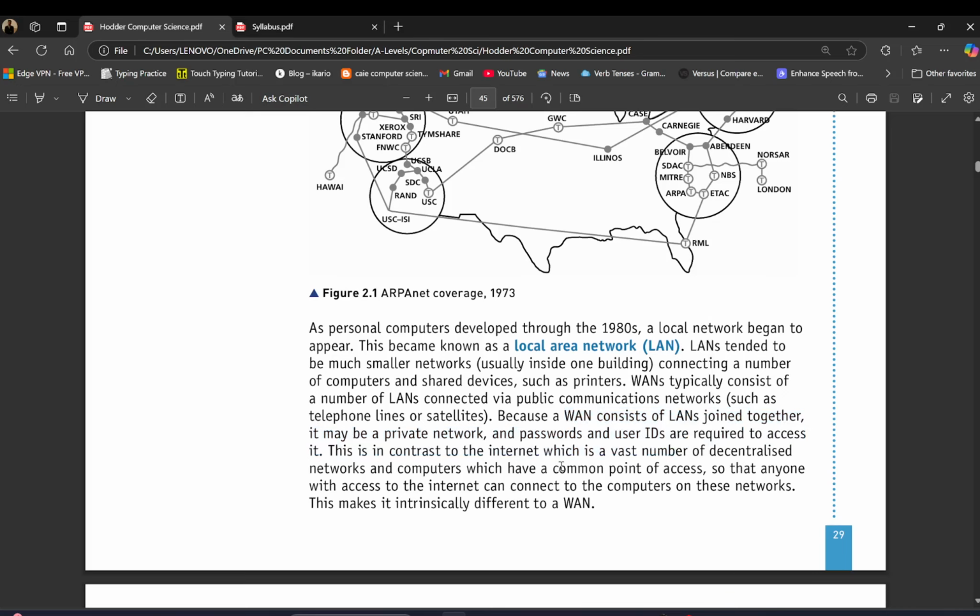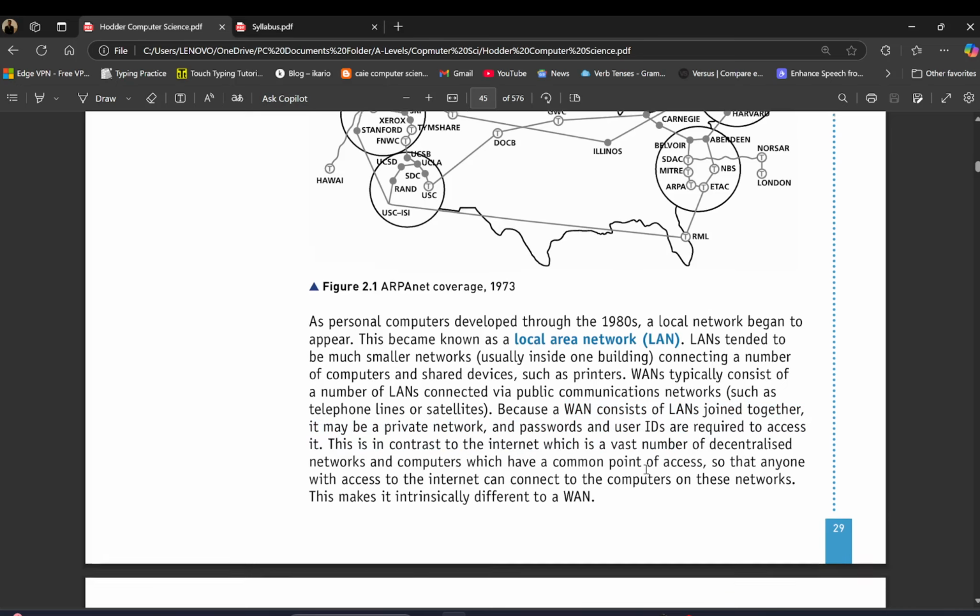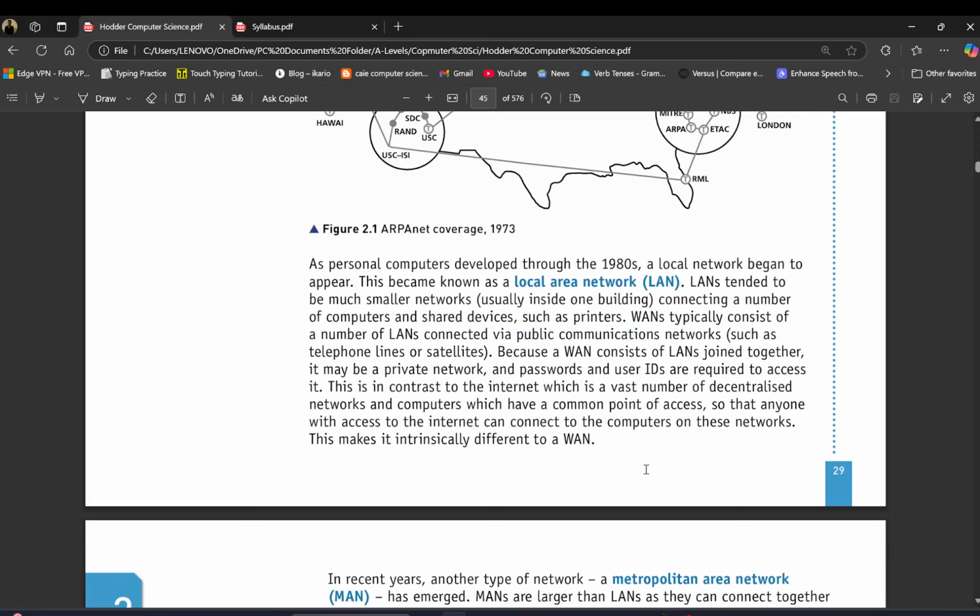Basically, most of these network architectures are private in nature. So the internet is not a WAN, although we have lots of devices connected to the internet. It is not a WAN because it has lots of decentralized networks, so basically no central authority that controls it, and all of them have a common point of access. So anyone can access it, it's not a private system, if I had to say in layman's terms. So the internet is not a WAN.